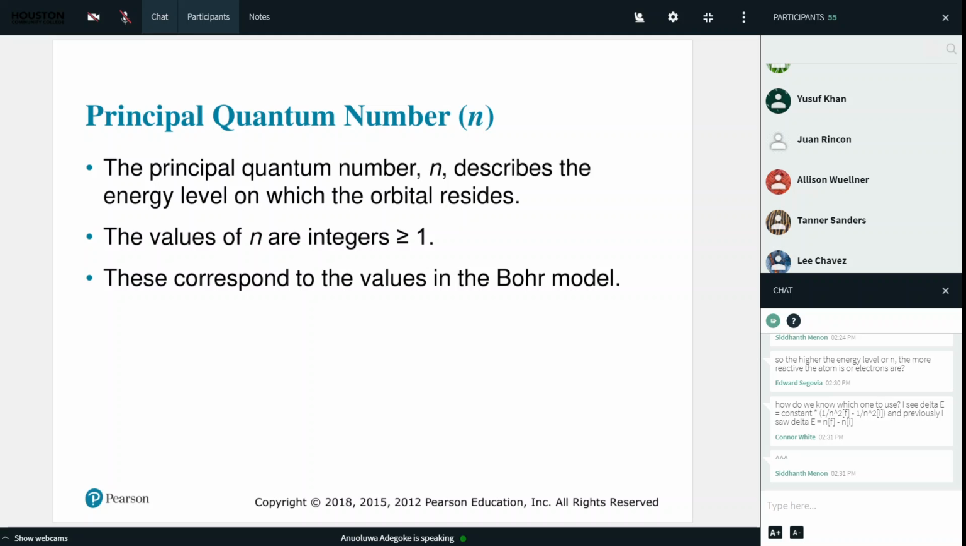Now, the principal quantum number describes the energy level on which the orbital resides. Again, remember I said Schrödinger helps us to understand where we can find electrons in an atom. He said that electrons can be found on the orbitals, okay? Those orbitals are on the energy level. Niels Bohr stopped at an energy level. He didn't tell us where exactly we can find electrons.